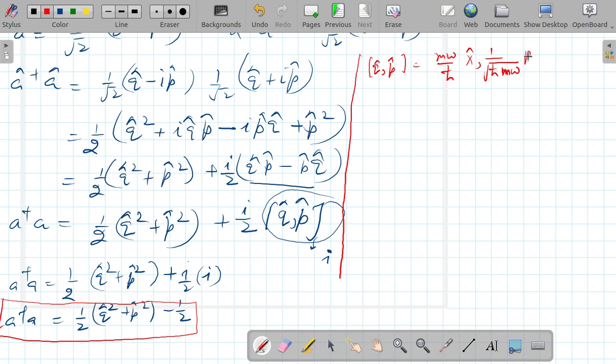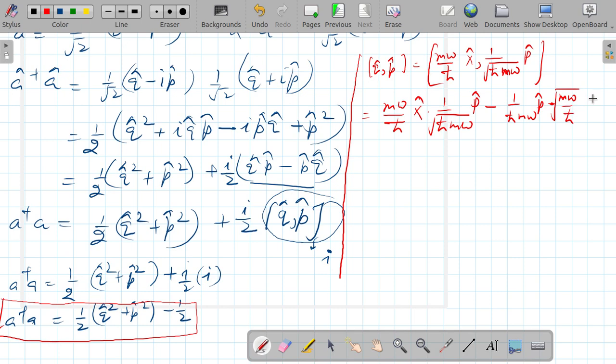Under the root, it is p operator. I just substituted their values. Now it's a commutator, so let me solve this commutator. Square root of m omega over h cross x into 1 over h cross m omega under the root p operator, and then it is 1 by h cross m omega p operator into m omega over h cross under the root x.